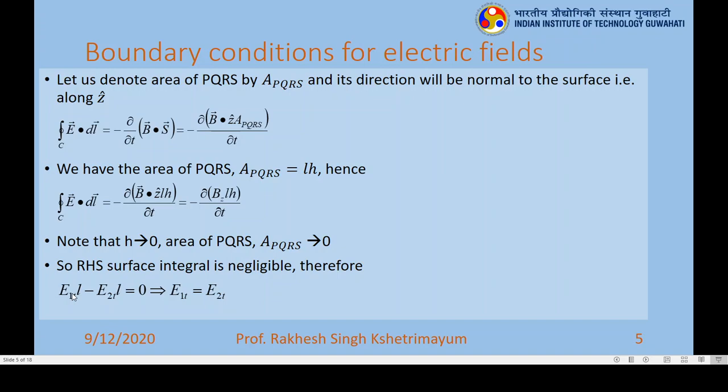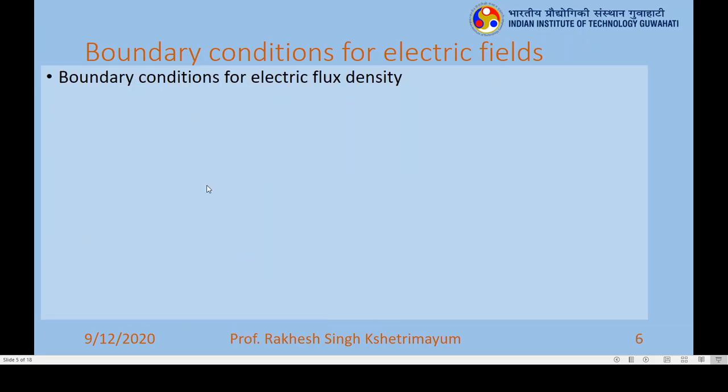So you can write the left hand side was E1 tangential L minus E2 tangential L, and the right hand side now is equal to 0. So in that case, E1 tangential is equal to E2 tangential. So it means the tangential component of the electric field is continuous at the media interface. This is the first boundary condition for the electric field.